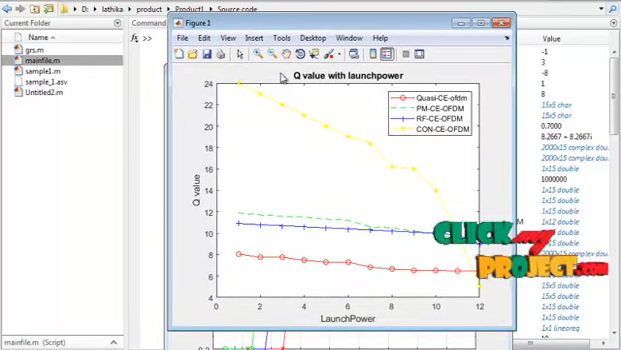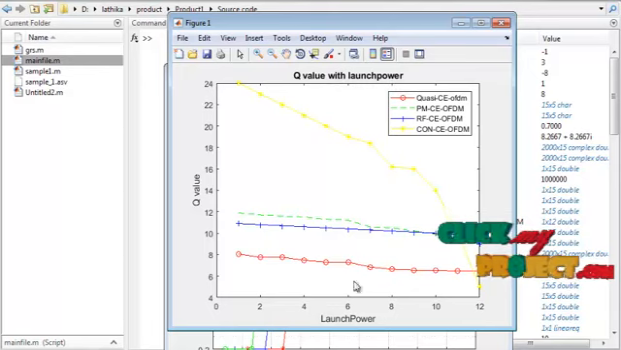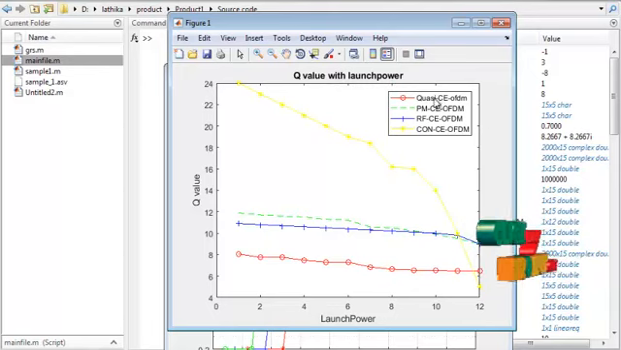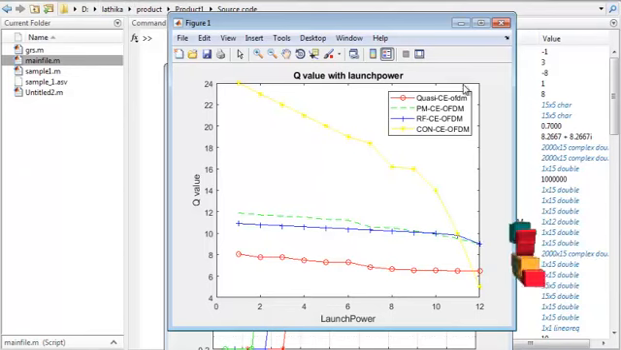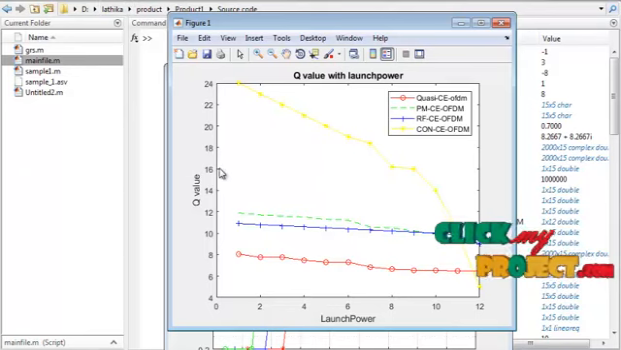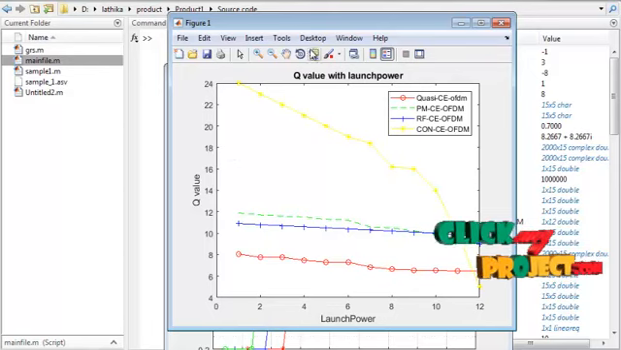The first figure is the Q value with launch power. In this, the Q value is plotted against launch power. The four OFDM systems are plotted, which are quasi-CE-OFDM, PM-CE-OFDM, RF-CE-OFDM, and con-CE-OFDM. In this, the first three are gradually constant and the con-CE-OFDM has decreased. In this, the quasi-CE-OFDM is found by using the Q value formula, and the PM-CE-OFDM, RF-CE-OFDM and con-CE-OFDM are plotted statically. Thus, the quasi-CE-OFDM is the main one for this project, so we have calculated it using the Q value.